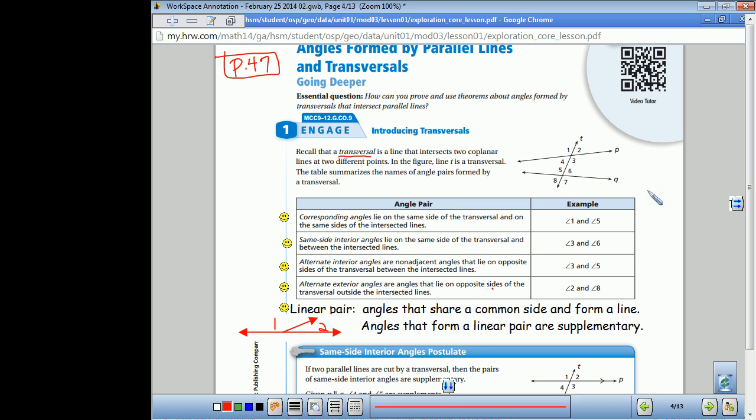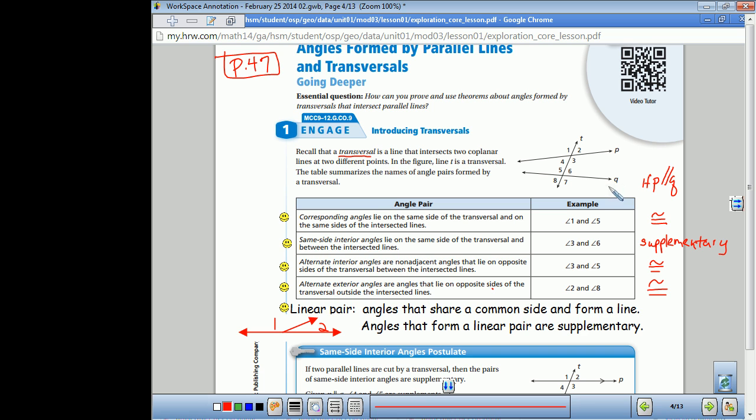Now, in particular, if line P is parallel to Q, then corresponding angles would be congruent, wouldn't they? Same side interior angles would be supplementary. What does supplementary mean again? Equals 180. Okay, the sum is 180. Good. Alternate interior angles would be congruent. Alternate exterior angles would be congruent. Okay? We have one supplementary and the rest of them are congruent.